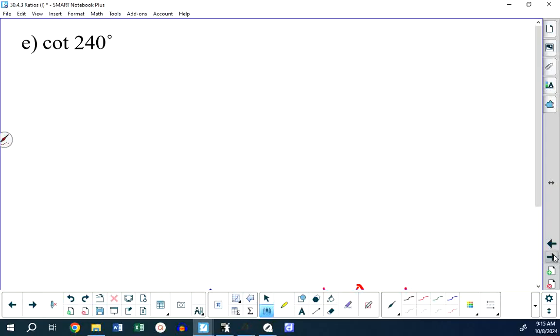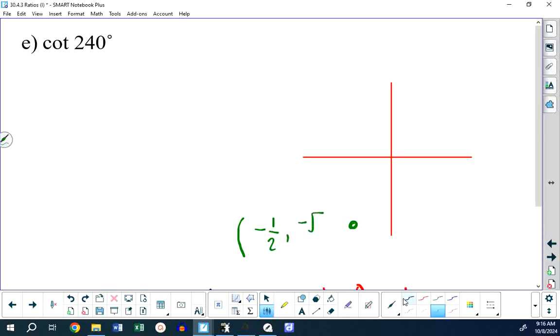Cotan of 240. 240 degrees is right here. So I'm adding less and less to my diagrams. I'm not even drawing an arc this time. The coordinates of that point are negative 1/2, comma, negative root 3 over 2.